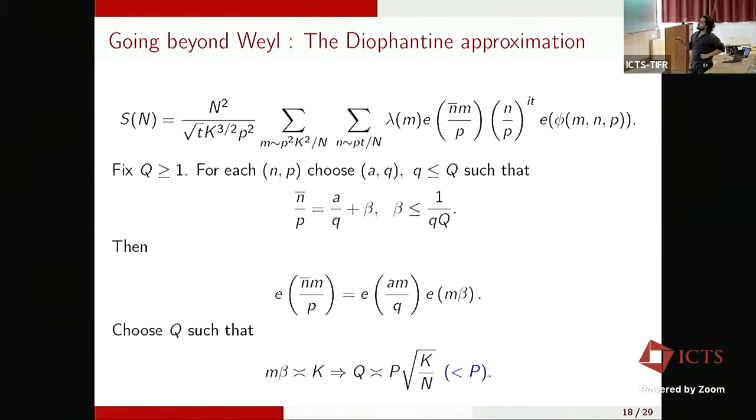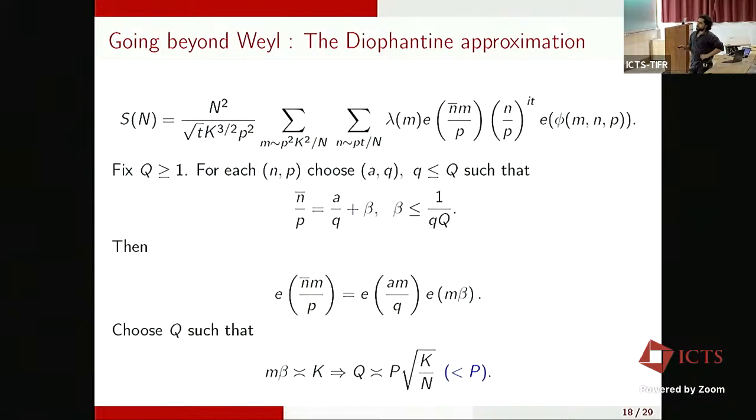So you choose q to be the smallest number such that the error coming from the analytic conductor does not dominate whatever we already have. So phi, if you remember, has size k. So if we ask m beta to be at most of size k, then this will mean that you can take q to be this quantity, p times square root over k by n.